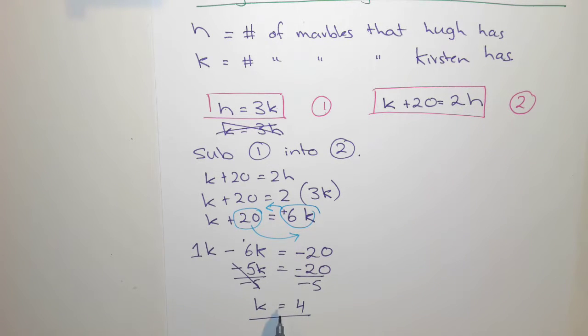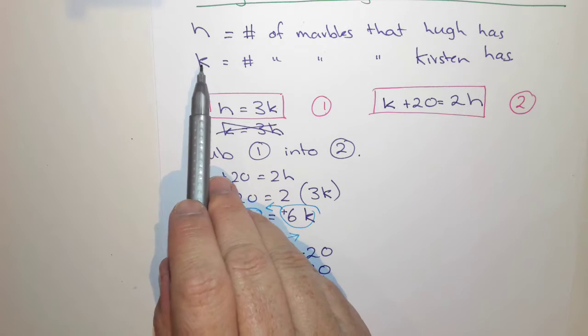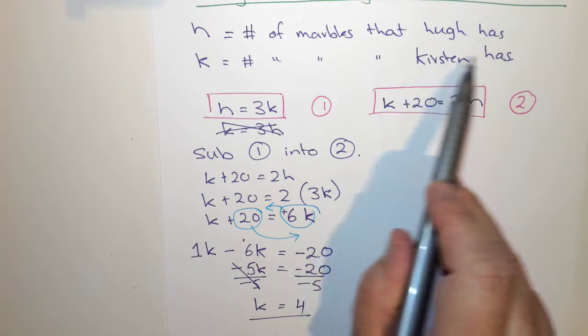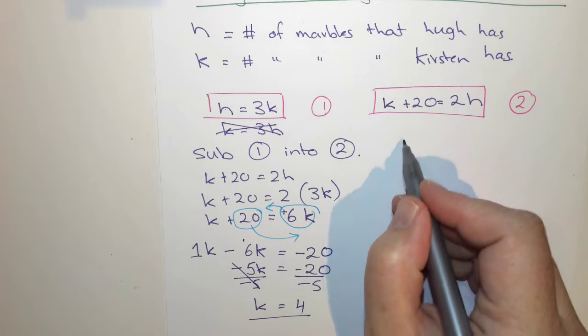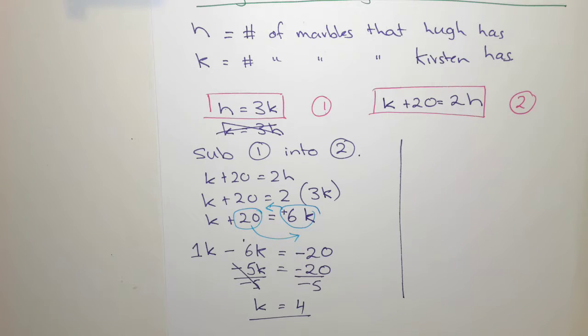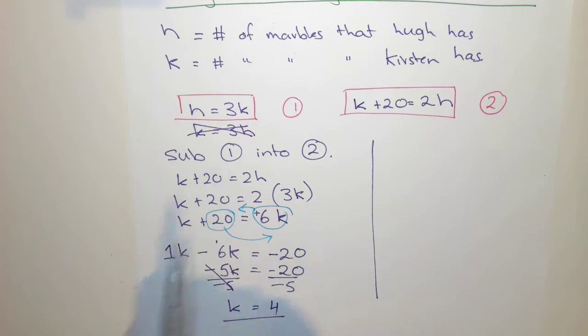Now what was k again? Let's go back up to our definition. K is the number of marbles that Kirsten has. Okay, so we know now that Kirsten has 4 marbles. I still need to find out how many marbles Hugh has got though. So that's what we need to do now.